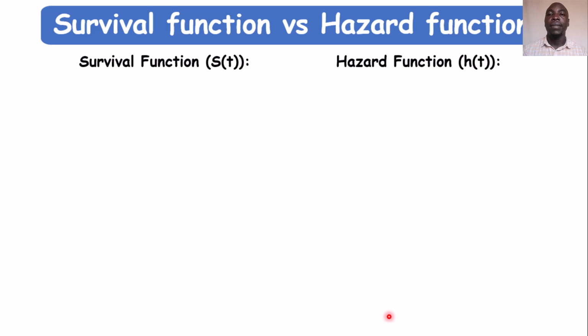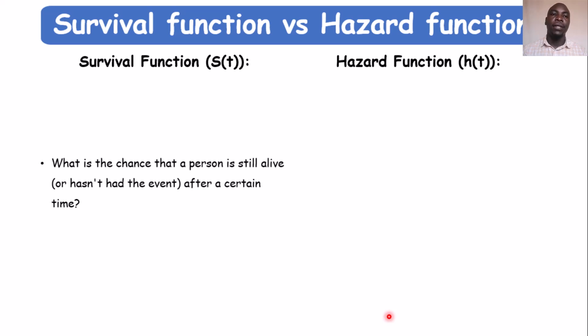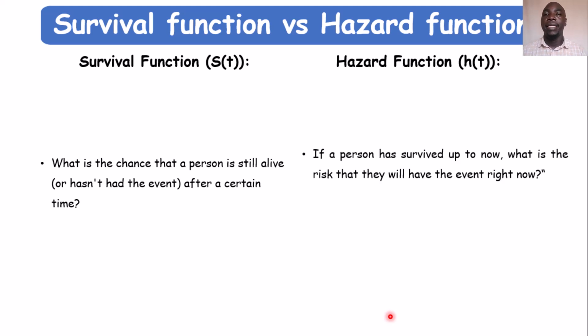Okay, so in simple terms, when you're looking at survival, what's the chance that the person is still alive or has not yet gotten the event, has not yet recovered if the event is positive after a certain time? Whereas hazard, if a person has survived up to now, what is the risk that they will have the event as we speak within that short period of time, that minimal instant?